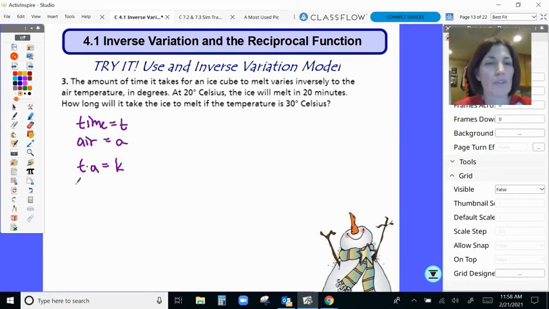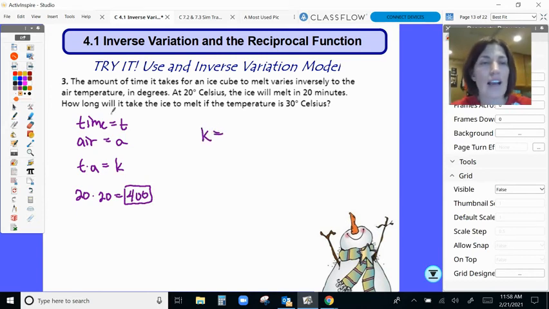Okay, so at 20 degrees Celsius, that's my air temperature. 20 degrees times 20 minutes is 400. So that's going to be my K. All right. So then I know that my K equals, so to say how long will it take to melt, so my K over T. Oh, sorry, I got that mixed up back here. Sorry. We want to know our time. It's going to equal K over my air temperature.